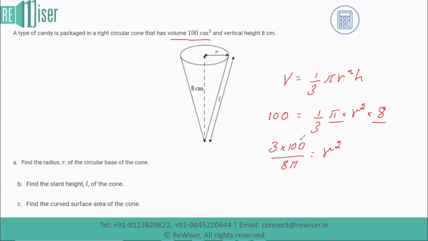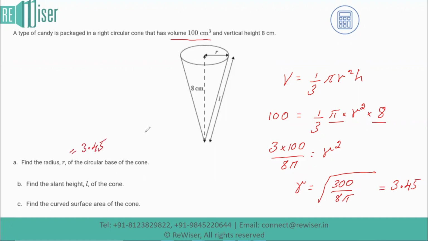Whenever the square goes to the other side, it becomes plus or minus, but we are talking about the radius, and the radius can never be negative. So the value of r is the square root of 3 times 100, which is 300, divided by 8π. When you type this into your calculator, you get approximately 3.45. So 3.45 cm is the radius of this cone.